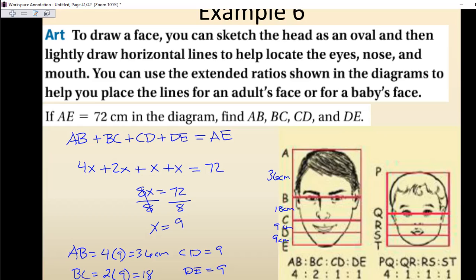All right, so this concludes our lesson on ratios and proportions.